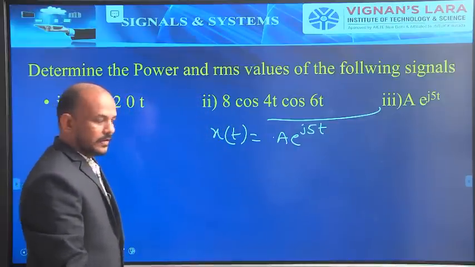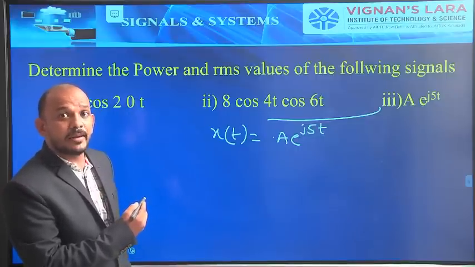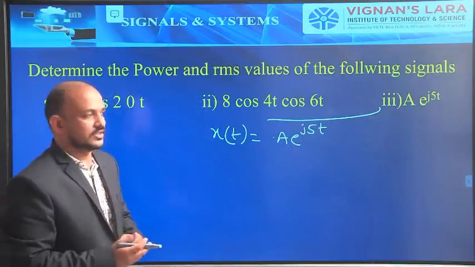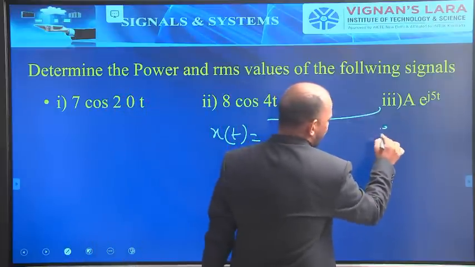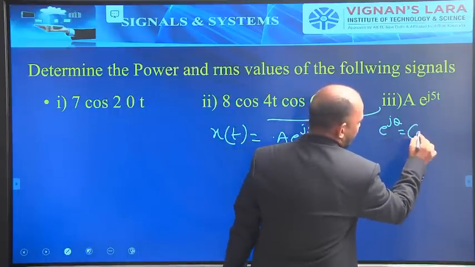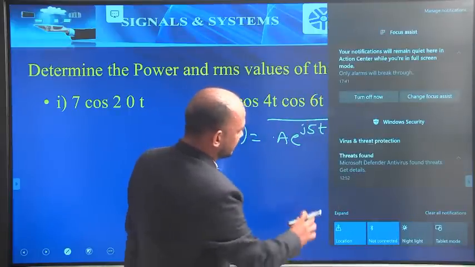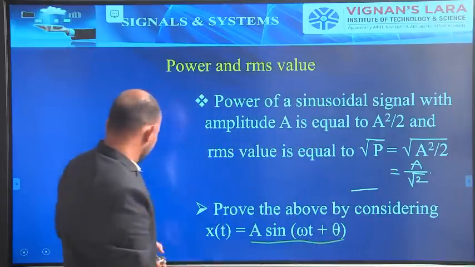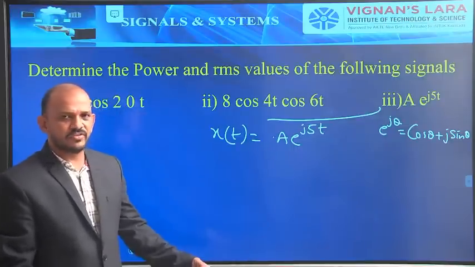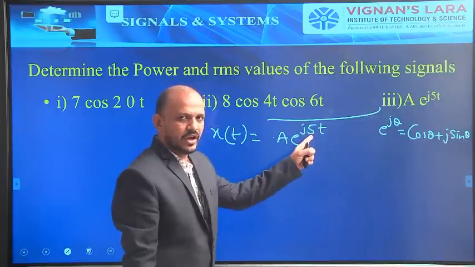I said the formula for power is for a sinusoidal signal with amplitude A. This is an exponential signal, so convert that exponential signal into a sinusoidal signal. How will you convert? What is the basic formula? The formula for e power j theta is cos theta plus j sin theta. This is a basic formula, everyone will know. So treat this as e power j theta, where in place of theta we have phi t.